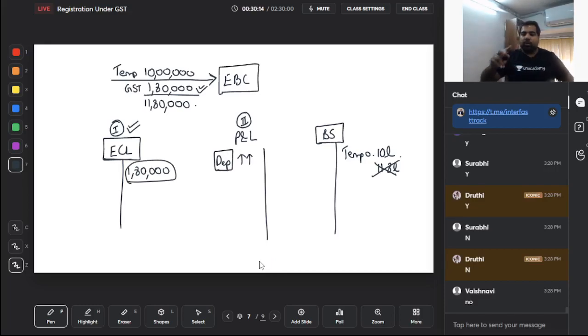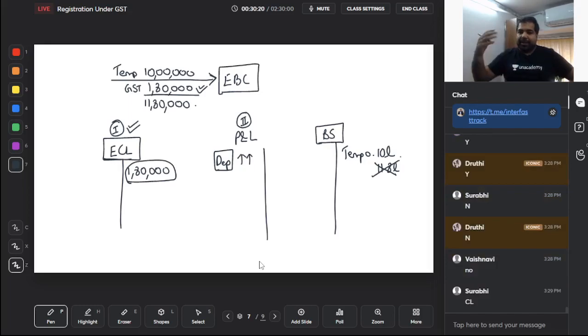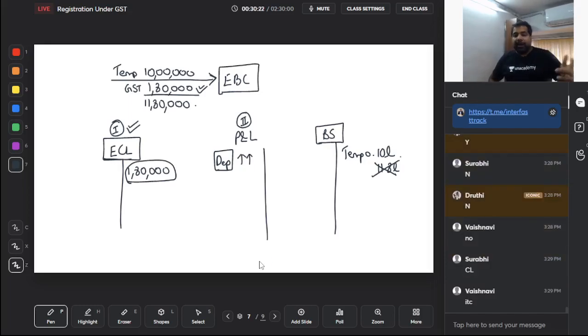So ideally, if both are allowed, which one will you take? You will take the electronic credit ledger, guys, because it is direct and full. But what if the electronic credit ledger is not allowed, it is blocked? Then you will take it in the balance sheet and then you will take P&L depreciation.